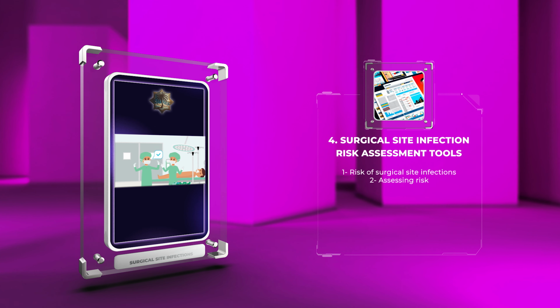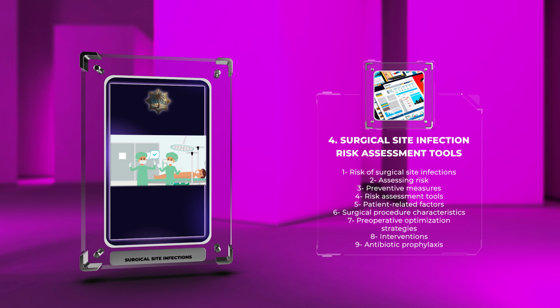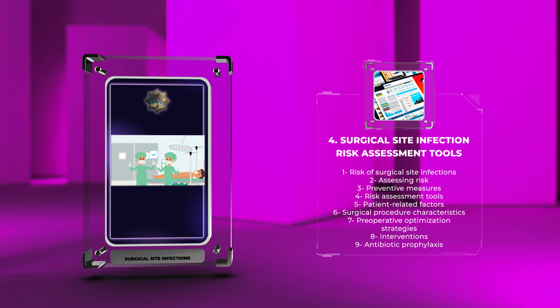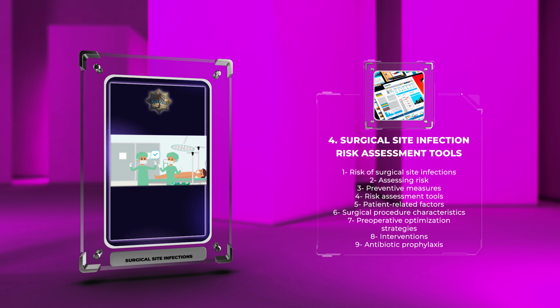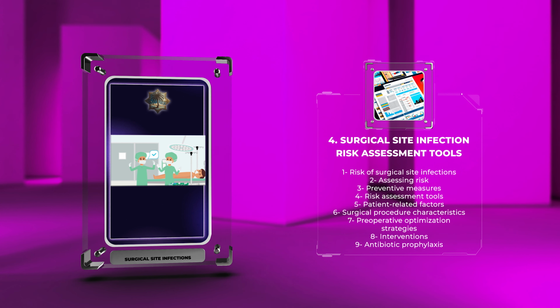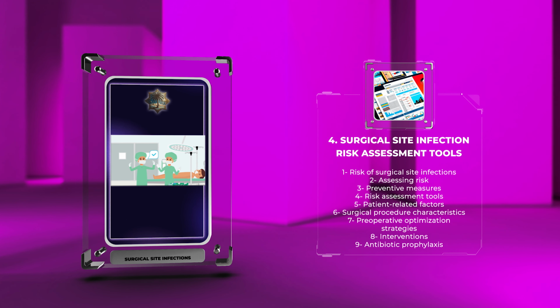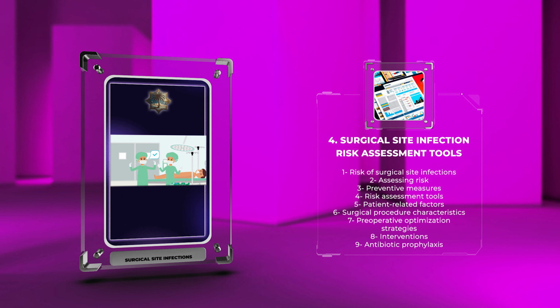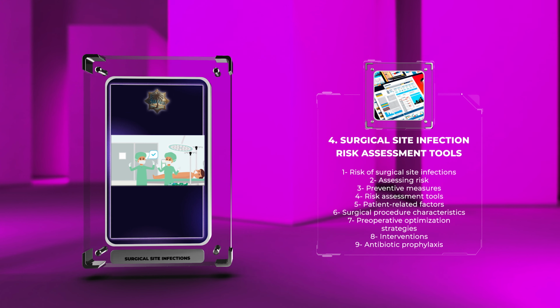Assessing the risk of surgical site infections is crucial for implementing appropriate preventive measures. A comprehensive review of risk assessment tools enables healthcare professionals to identify patients with an increased likelihood of developing SSIs. These tools incorporate patient-related factors, surgical procedure characteristics, and preoperative optimization strategies. By accurately assessing the risk, healthcare professionals can tailor interventions such as antibiotic prophylaxis, wound care, and surveillance to mitigate the risk of surgical site infections effectively.